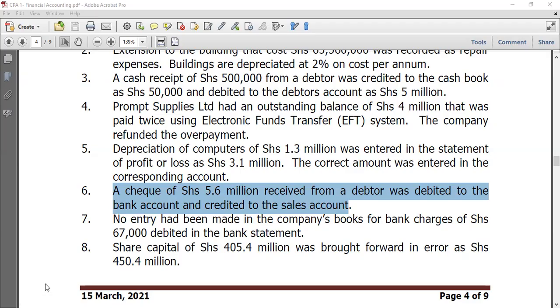So do I have some answers? I think that is hard. Somebody says there's reversal work on number 5, reversal. Depreciation of computers 1.3 was entered in the statement of P&L as 3.1. Here we don't reverse out. We basically wouldn't reverse out.